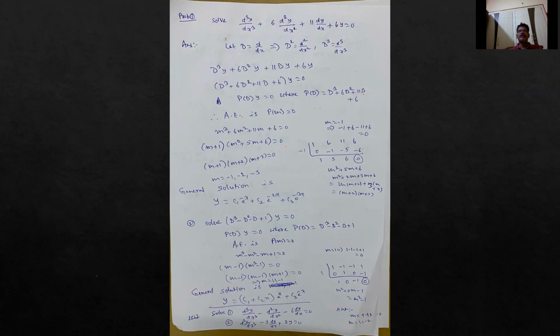First, find them by inspection, by observation. For example, if you write m is equal to minus 1, what will we get? Minus 1 plus 6 minus 11 plus 6 equals 0. So we get 0. For m equal to minus 1, it becomes 0. Therefore, m plus 1 is a factor.